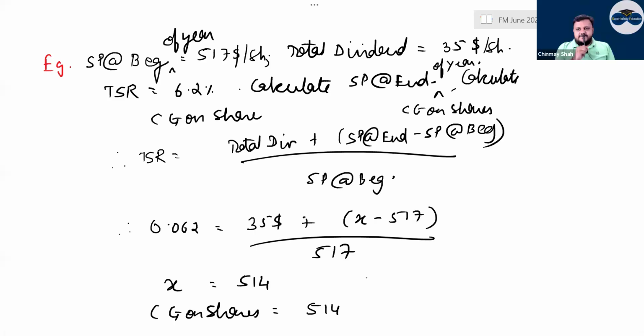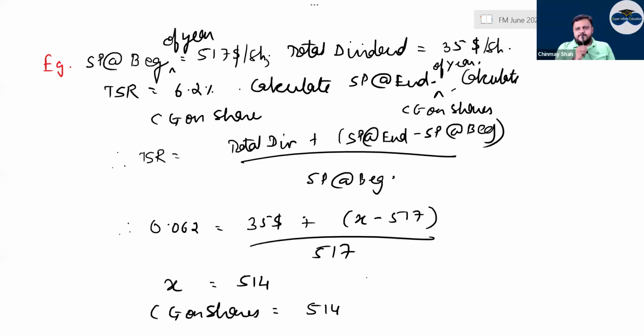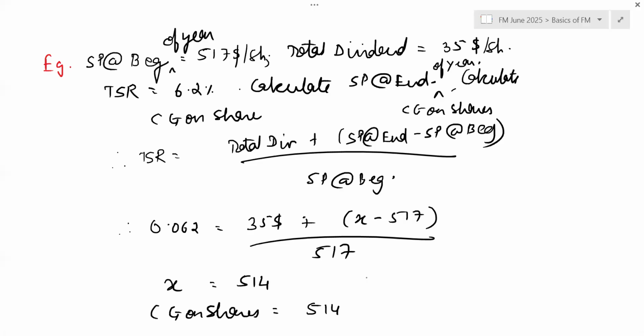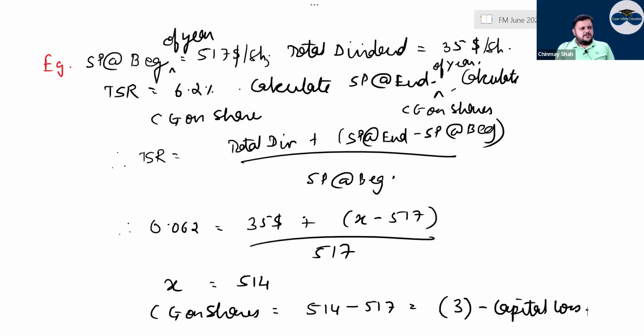What do you say, Arati? It's a loss, sir. Correct. Why loss? So starting it was 517 and at the end it was 514. So it's a loss. 514 minus 517, 3 capital loss. Write down. Okay. Can there be capital loss as well? Maybe. Correct.